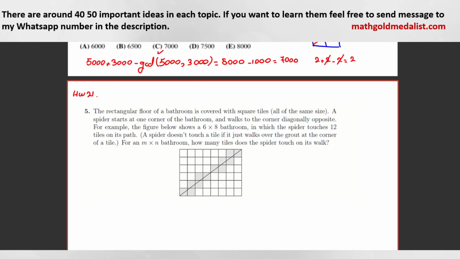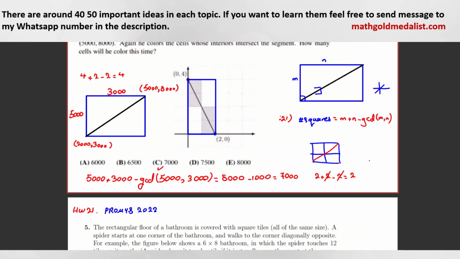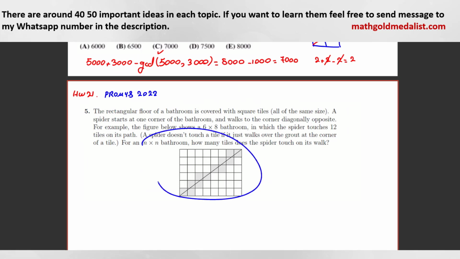It is from the 2022 contest. And as you can see, it says, okay, for 6 by 8, 12, 12, 1, 1, 2, 3, 4, 5, 6, 7, 8, 9, 10, 11, 12. And as you can see, it is exactly an AMC 8 problem. Here it is for numbers, here it is for variables, m and n.